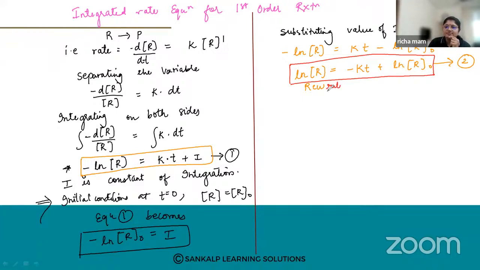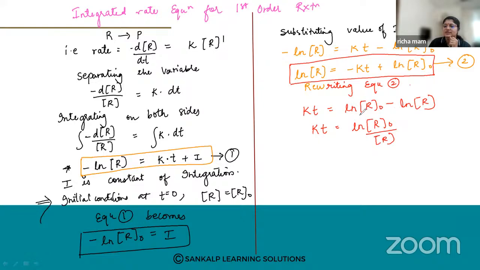Rewriting equation 2, how are we going to get it? kt is equal to ln of r naught minus ln of r. Now kt is equal to ln of r naught by r, because ln of r naught minus ln of r is ln of r naught by r.